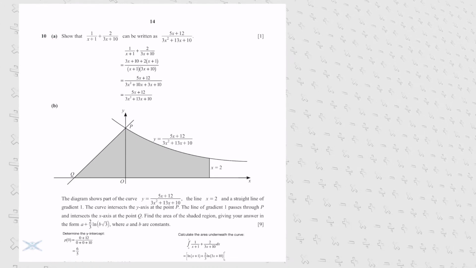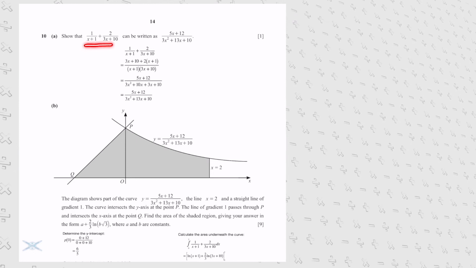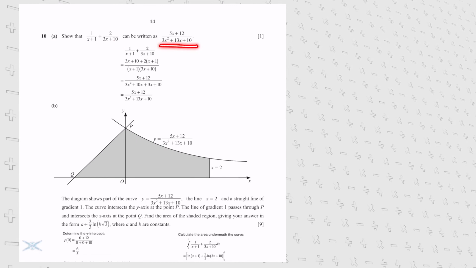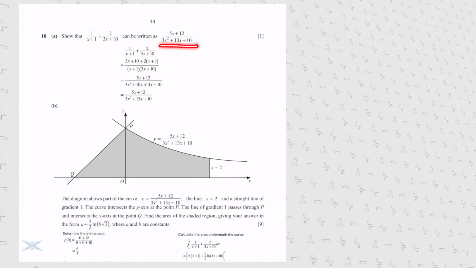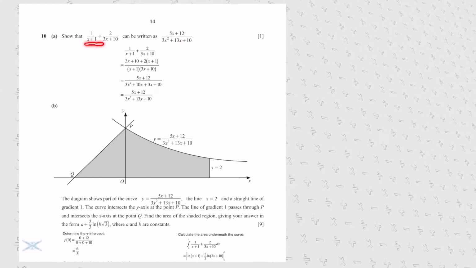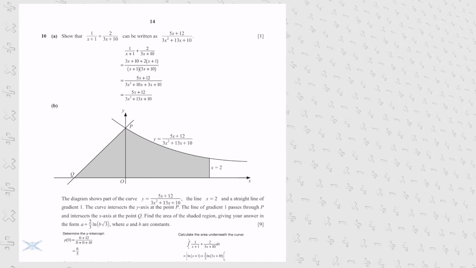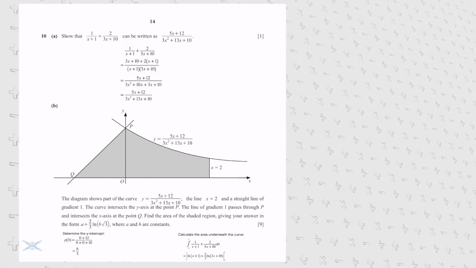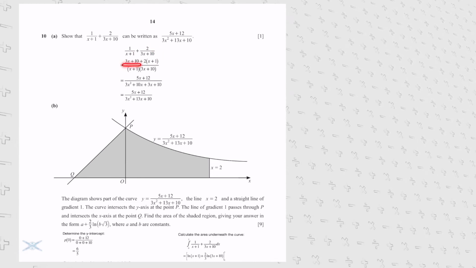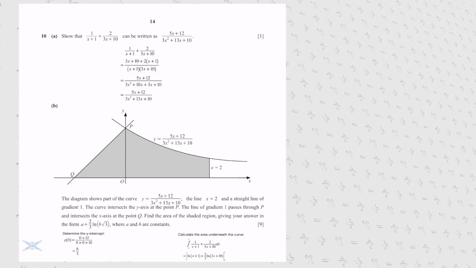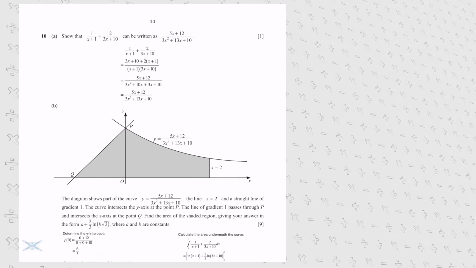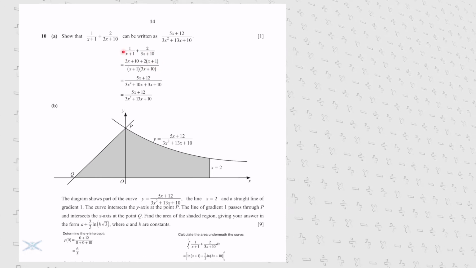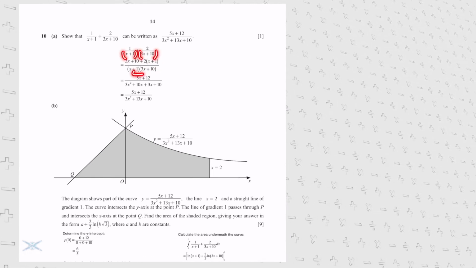In part A, we are supposed to show that the expression 1 over x plus 1 plus 2 over 3x plus 10 can be written as the expression 5x plus 12 over 3x squared plus 13x plus 10. So this is done by firstly finding the common denominator of those two fractions, which can be done by performing a cross multiplication. So we will multiply the numerator of the first fraction with the denominator of the second one, which equals the expression 3x plus 10. And secondly, we will multiply the numerator of the second fraction, this 2, with the denominator of the first fraction, x plus 1. As for the denominator, we just multiply the denominators of the two fractions with each other.